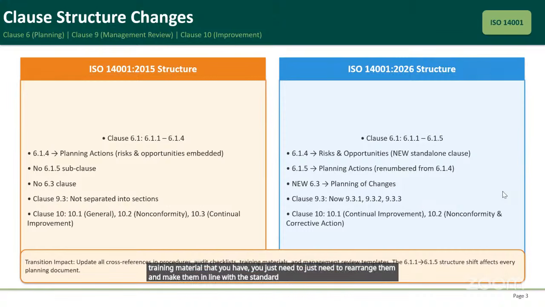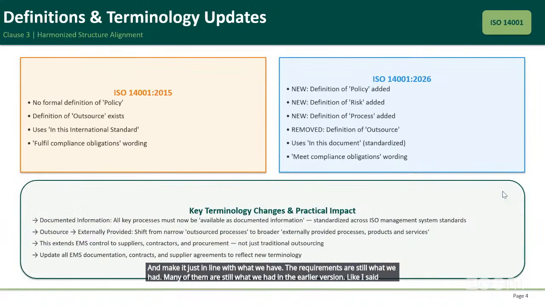For example, the 6.1.1 to 6.1.5 structural shifts affect every planning document. So you need to restructure it and make it in line with what we have. The requirements are still what we had. Many of them are still what we had in the earlier version. Like I said, don't panic. It is still almost the same.